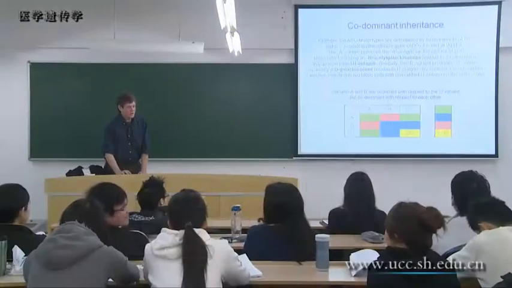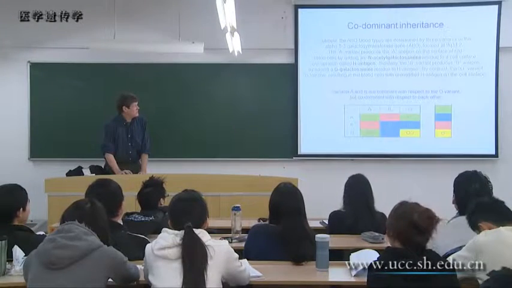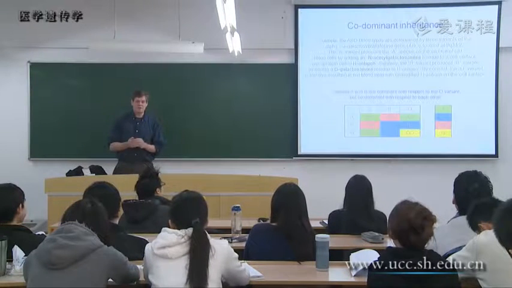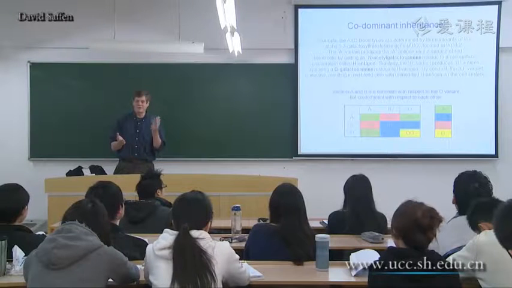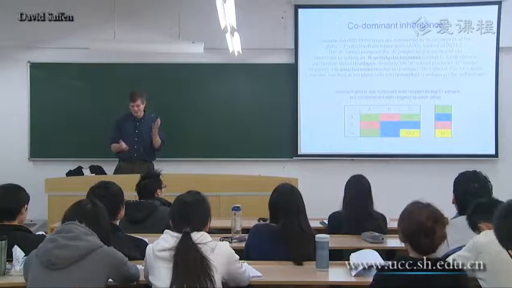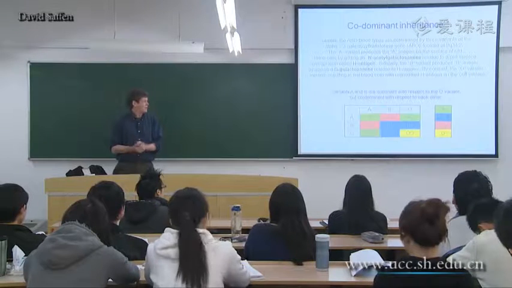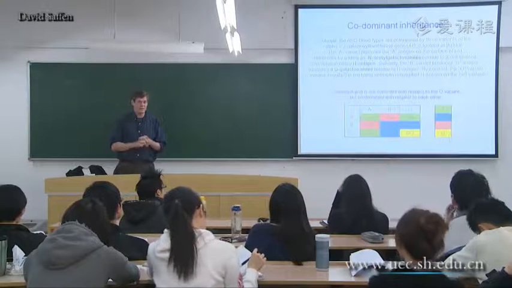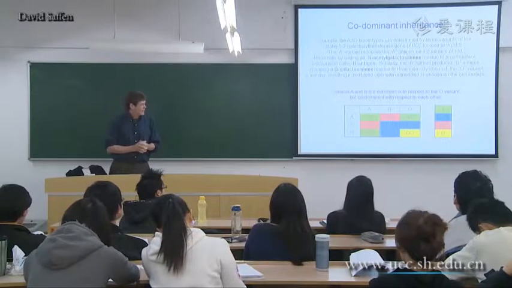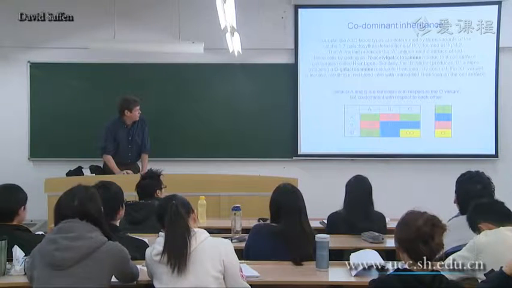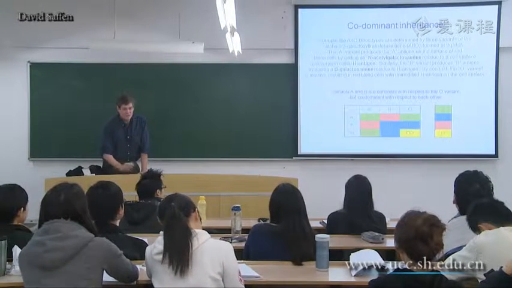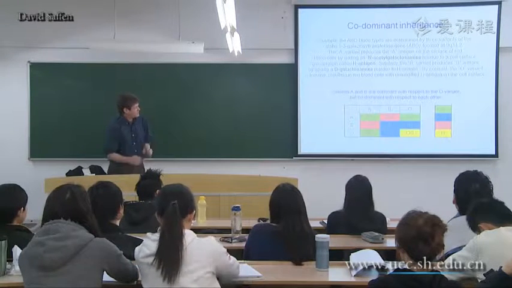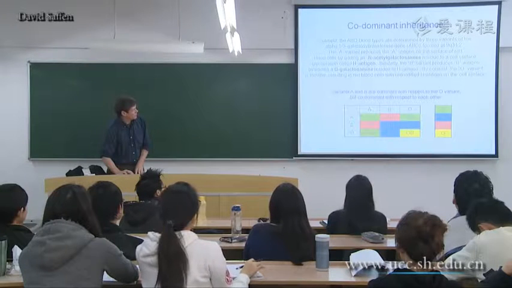Yeah. Okay, so another pattern of inheritance is called codominant inheritance. And here the choices are not, one is not dominant over the other, but rather you can have two different alleles and both can be expressed. And a good example of that is the ABO blood type. The ABO blood type refers to the antigenicity of red blood cells. And that's determined by a substance on the surface of red blood cells called the H antigen.